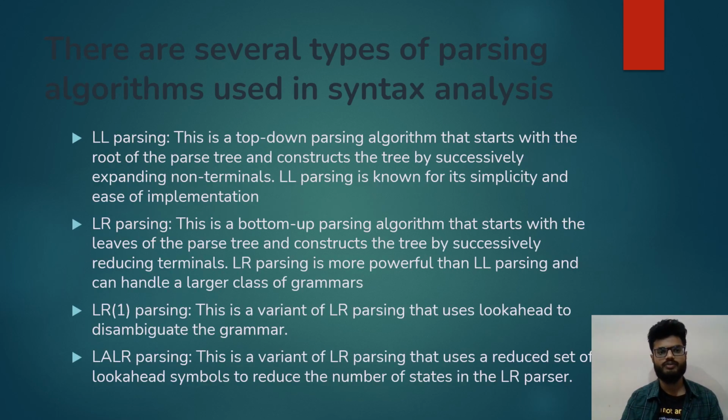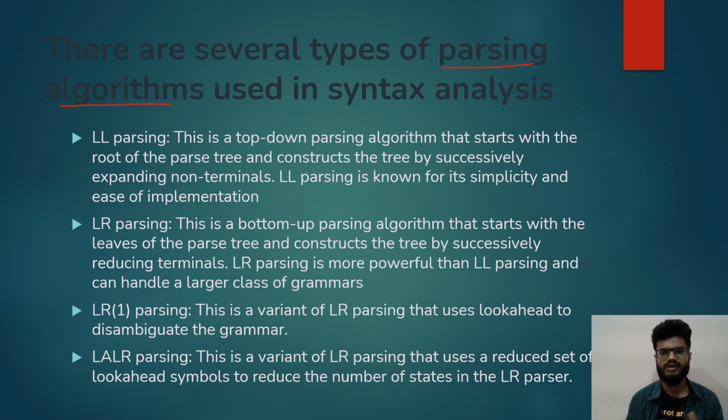There are several types of parsing algorithms, or syntax analysis algorithms. There are mainly four, and each has its own advantages and disadvantages over the others. So first is LL parsing. This is also known as a top-down parsing algorithm that starts with the root of the parse tree and constructs the tree by successively expanding non-terminals. LL parsing is known for its simplicity and ease of implementation. Actually, guys, this LL parsing is the top-down approach. It will start from the root node and expand all the nodes related to its child nodes.